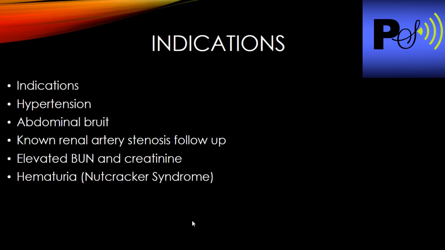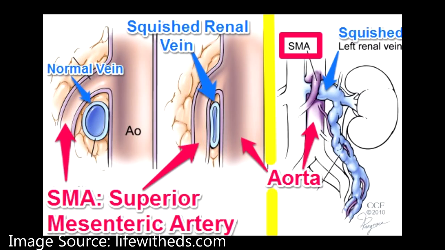Okay, so the indications for the exam: hypertension is number 1, renal vascular hypertension, abdominal bruit. So if the physician is doing a physical exam and they hear a bruit with the stethoscope in the abdomen, if they have a known renal artery stenosis and they're following it up, elevated BUN and creatinine, sometimes for renal failure as well. Hematuria, we've been getting a lot of patients, they want to rule out nutcracker syndrome, which is when the SMA collapses and compresses the left renal vein and causes an obstruction. Some people with nutcracker syndrome can have hematuria.